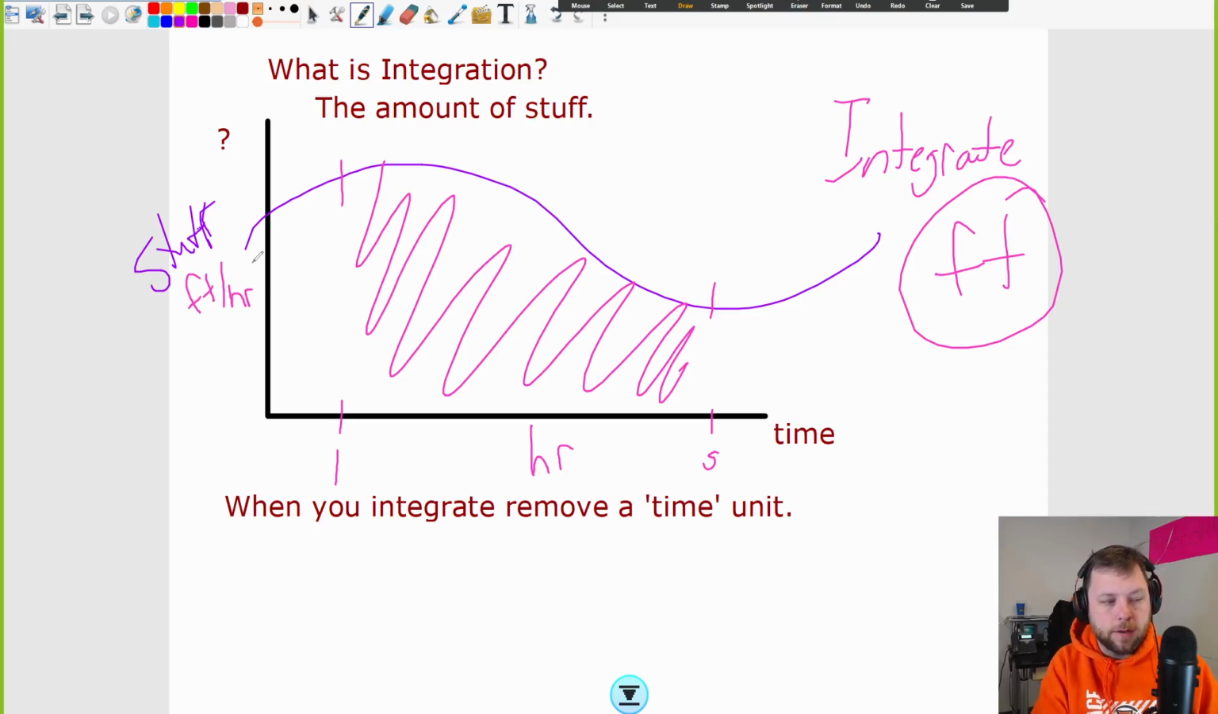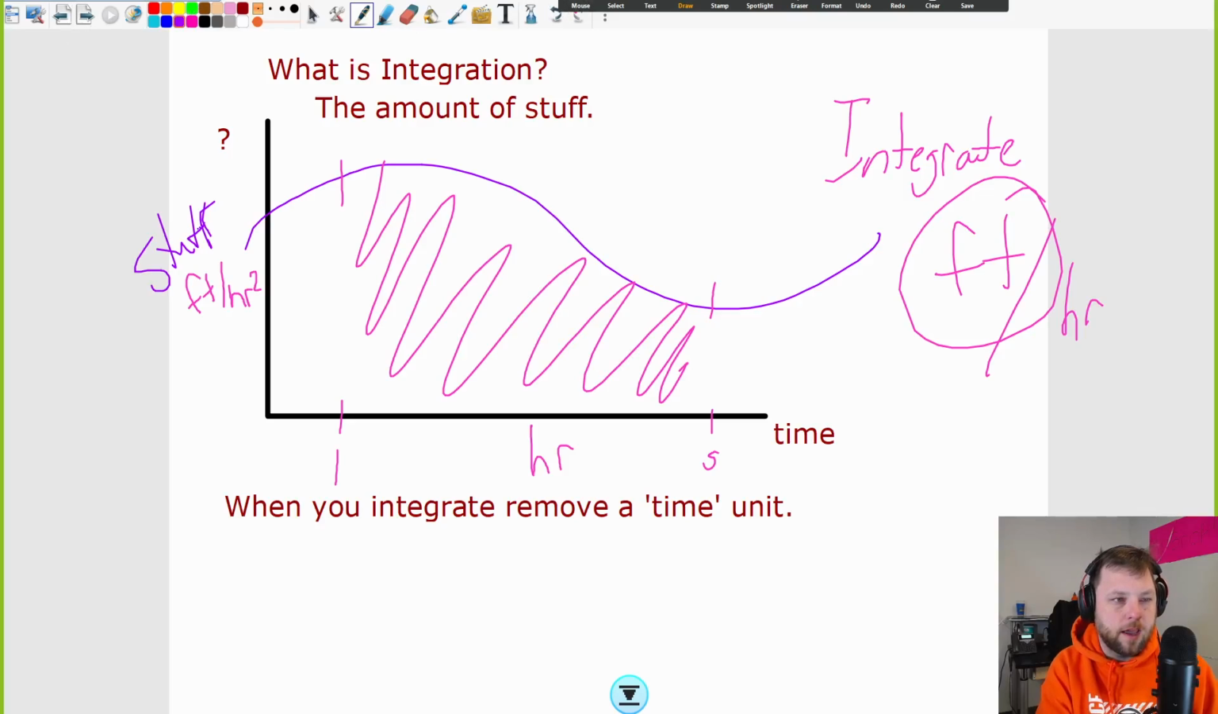So if this was feet per hour, how much feet per hour you were moving at each of these time periods, you integrate this. This tells you how many feet you moved total. If this was feet per hour squared, the acceleration over this time period, when you integrate this, this is going to get you your velocity, or feet per hour, your velocity that you went from 1 to 5. Basically, your velocity at this ending time, 5. Or how much that velocity grew. That's the idea. It's how much stuff you have.